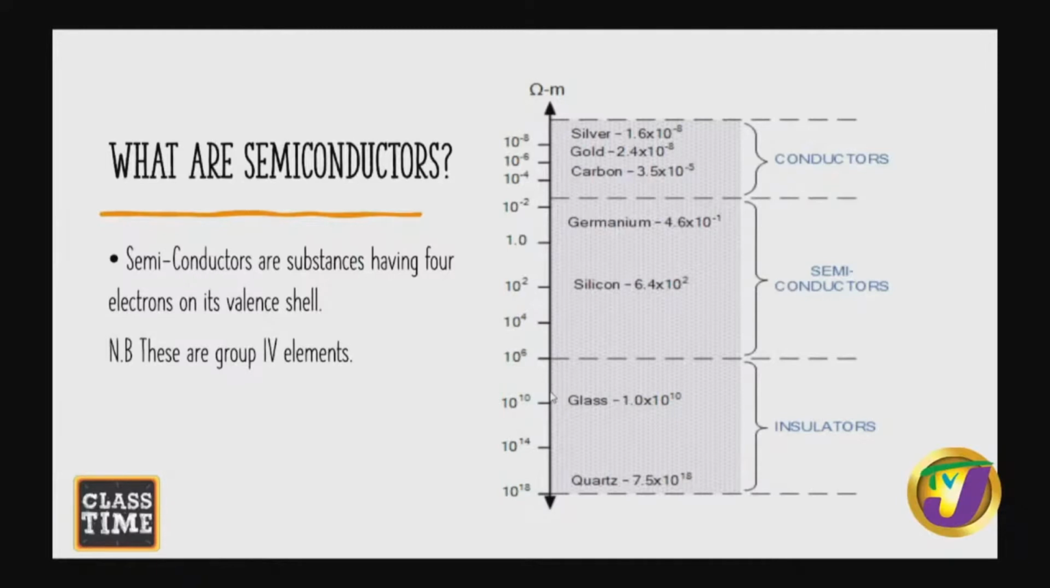And then if you move on into the higher categories now, like times 10 to the 10, times 10 to the 14, times 10 to the 18, this is where we're speaking about our insulators. And good insulators are like glass and quartz and rubber and so forth.